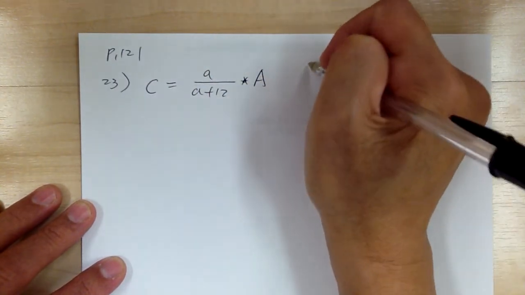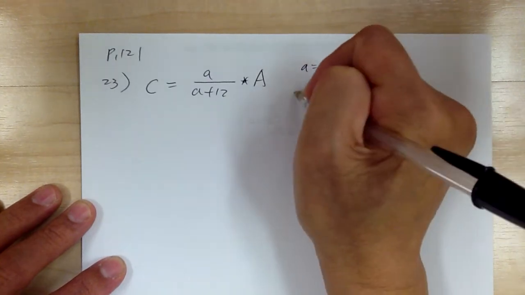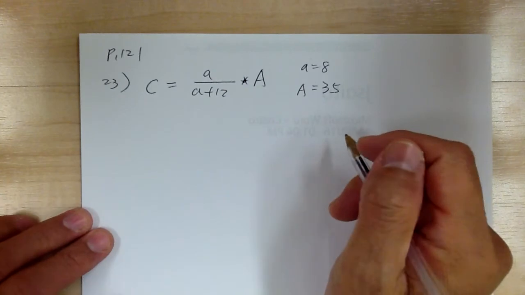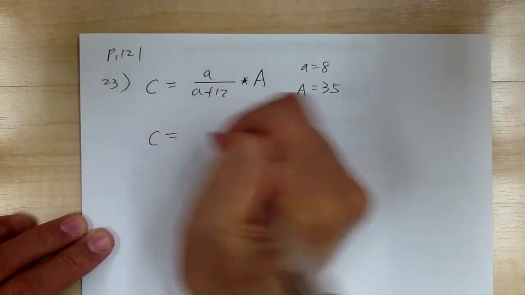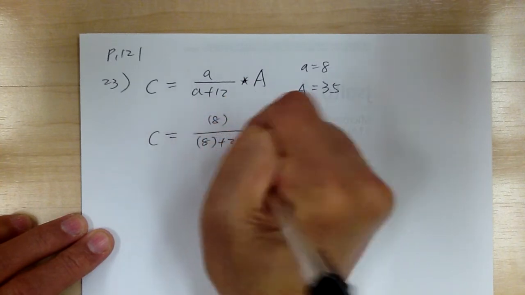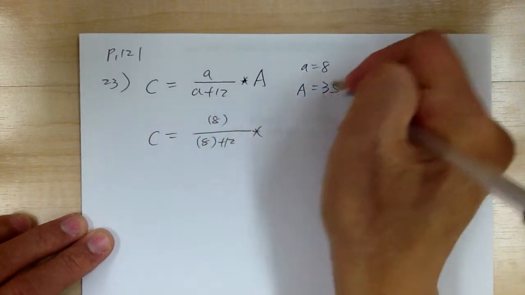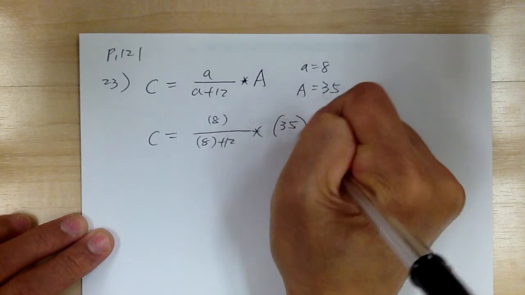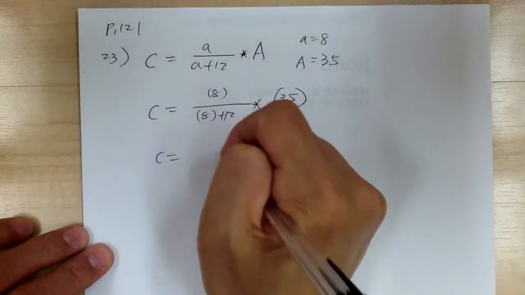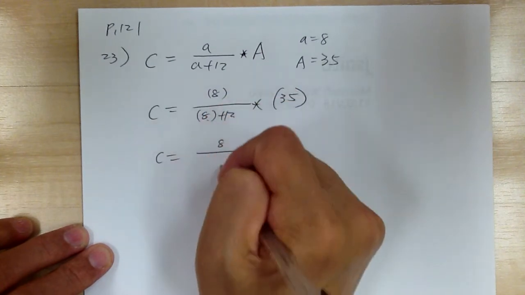And it says find C when small a equal to 8, and big A is 35. Again, all these problems are the same thing. So first step, you substitute. So C equal to a is 8, a is 8, and big A is 35. Okay? So again, you have to work out the group first. So C equal to 8 over, so 8 plus 12 is 20.